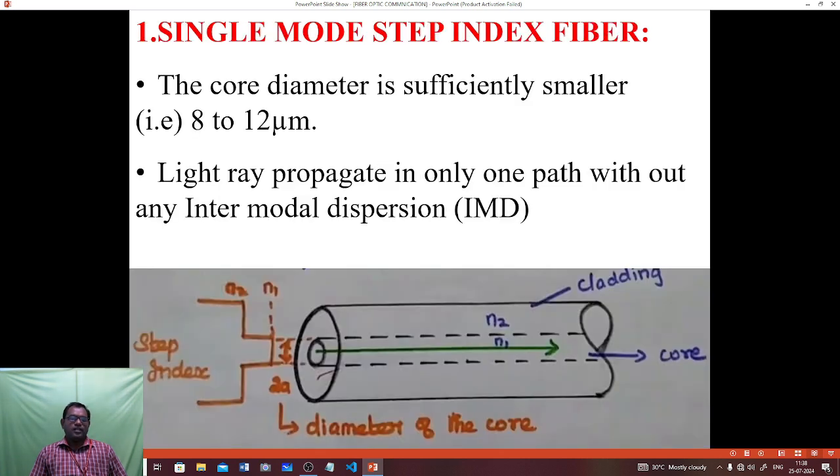Initially, for the single mode step index fiber, the core diameter is sufficiently small, 8 to 12 micrometers. The light ray propagates in only one path without any intermodal dispersion, IMD. This is the pictorial representation of single mode step index fiber. The diameter of the core is represented by 2a, and N1 and N2 are the refractive indices of the core and the cladding respectively.